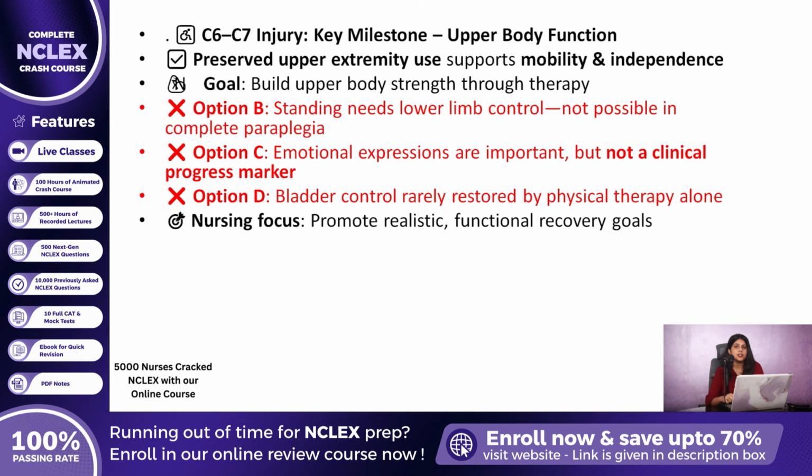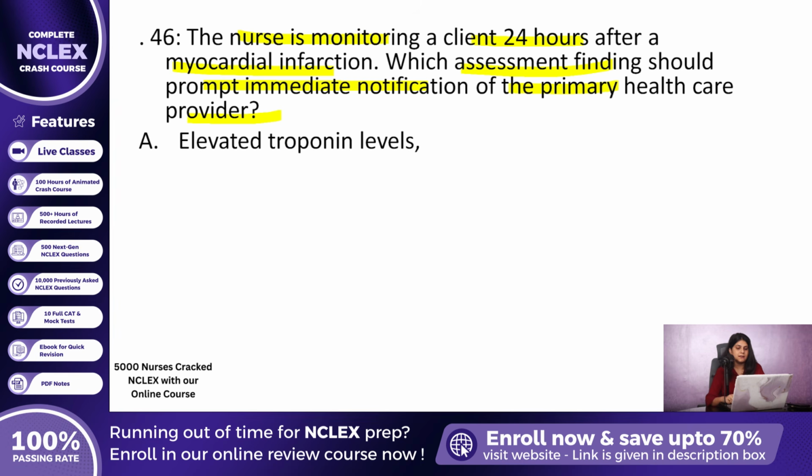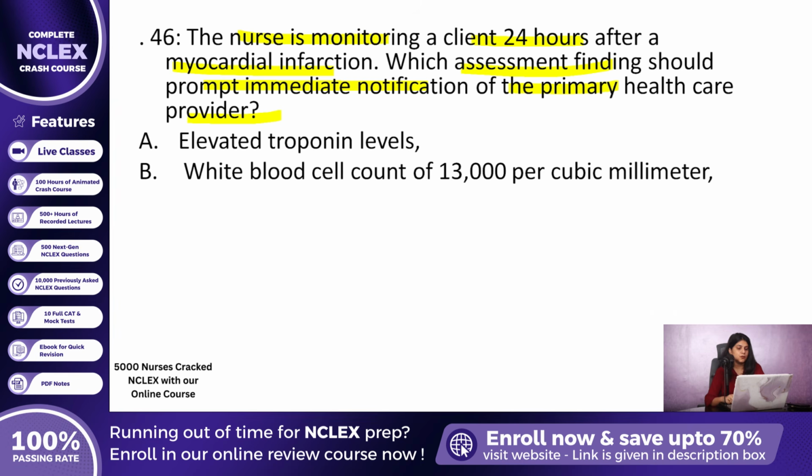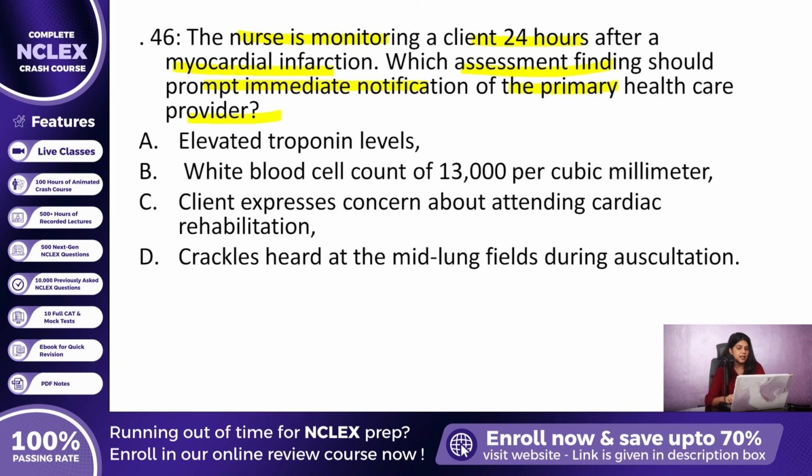Let us now transition to acute cardiac monitoring in question 46. The nurse is monitoring a client 24 hours after a myocardial infarction. Which assessment finding should prompt immediate notification of the primary healthcare provider? The options are A. Elevated troponin levels. B. White blood cell count of 13,000 per cubic millimeter. C. Client expresses concern about attending cardiac rehabilitation. Or D. Crackles heard at the mid-lung fields during auscultation.